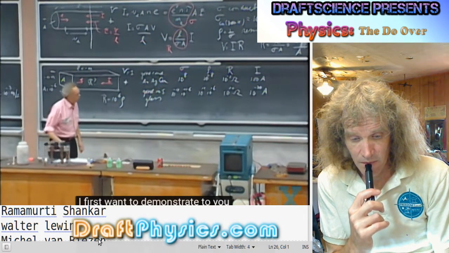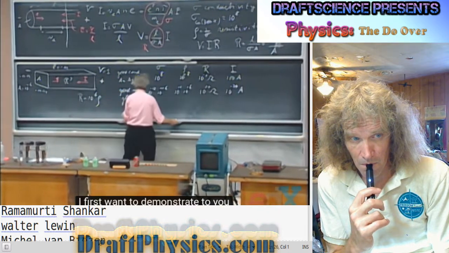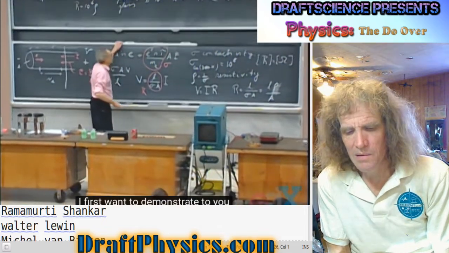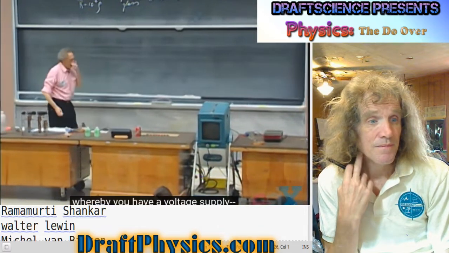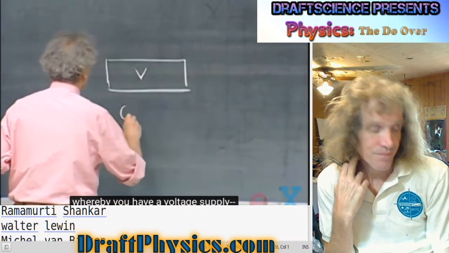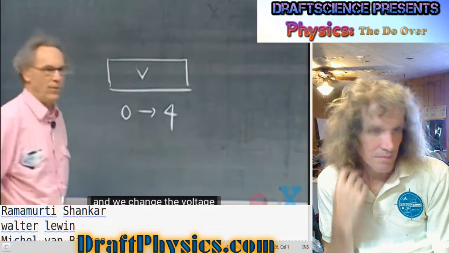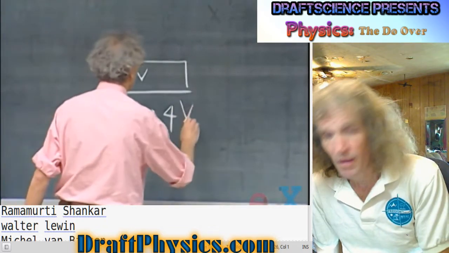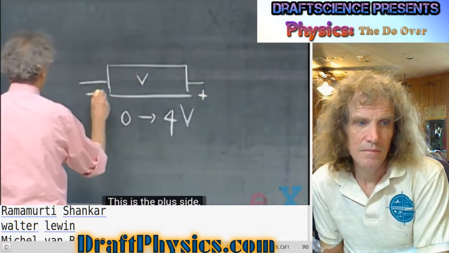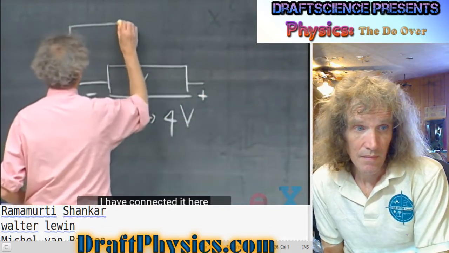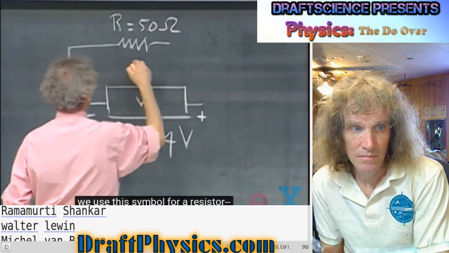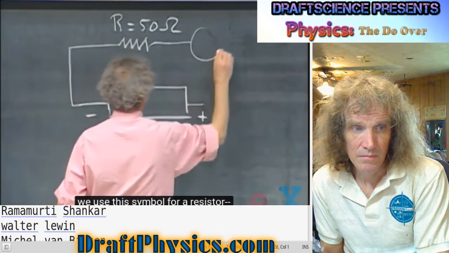I first want to demonstrate to you that Ohm's law sometimes holds. I do a demonstration whereby I have a voltage supply, put a V in here, and we change the voltage in a matter of a few seconds from 0 to 4 volts. This is the plus side. This is the minus side. I have connected it here to a resistor, which is 50 ohms. We use this symbol for a resistor. And here is a current meter.